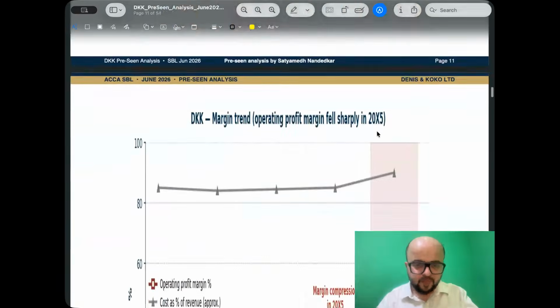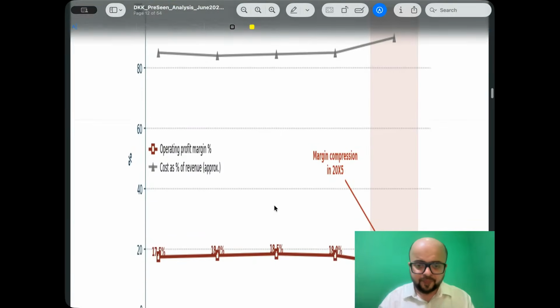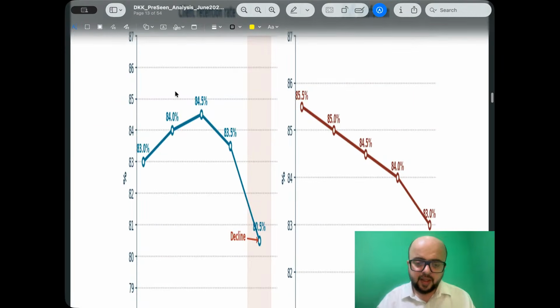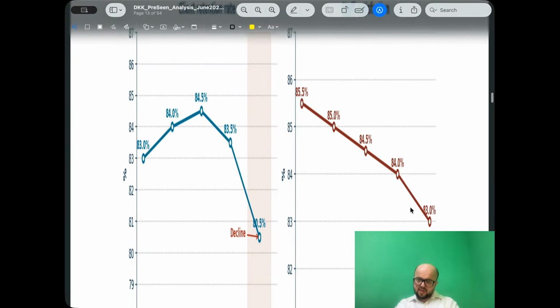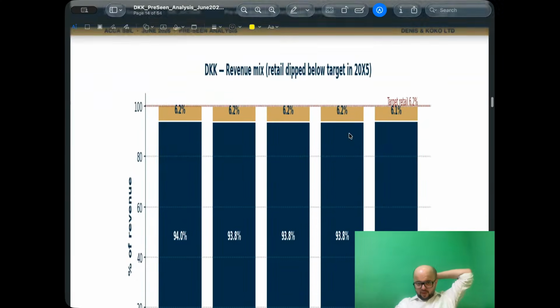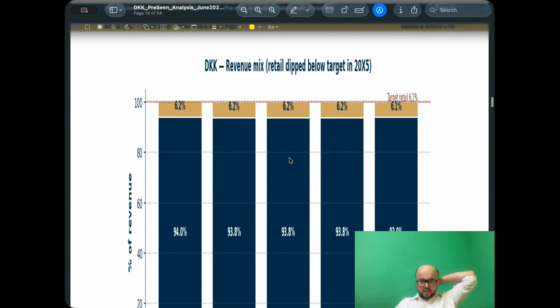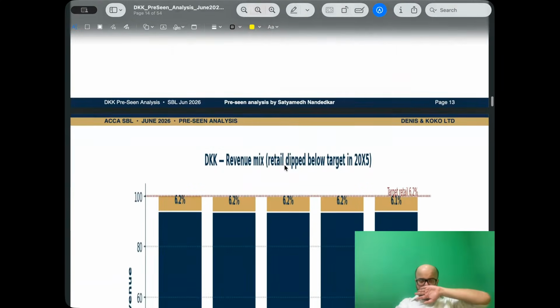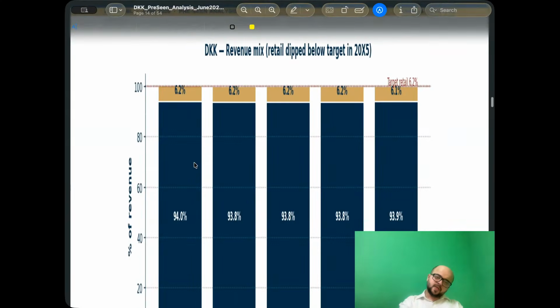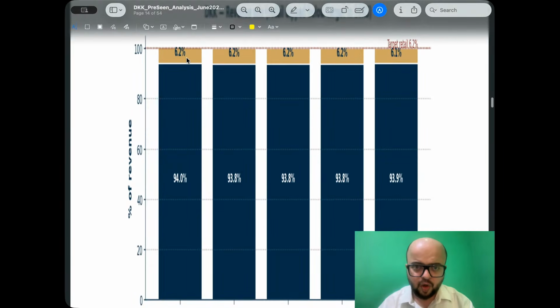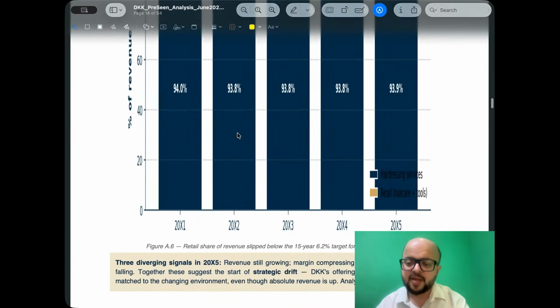Okay. Then this is the margin trend. The margin has fallen in the last year. Client retention rate has seen a sharp decline after the third year. Then staff satisfaction levels are falling marginally each year. And then this is the revenue mix. Okay, so percentage of revenue. So this is from sale of retail, the golden box, and the blue box is hairdressing services.